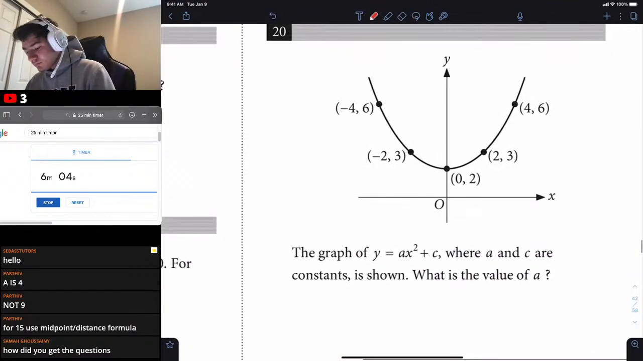Okay. Graph of y equals ax squared plus c, where a and c are constants, is shown. What is the value of a?